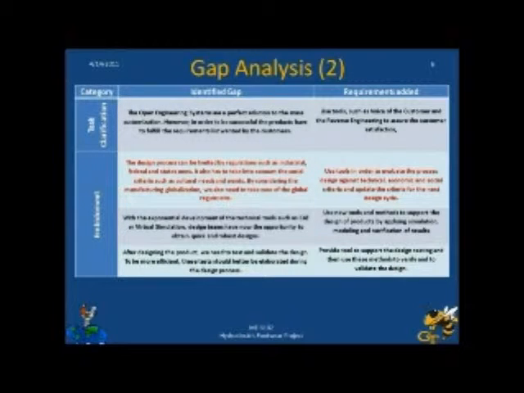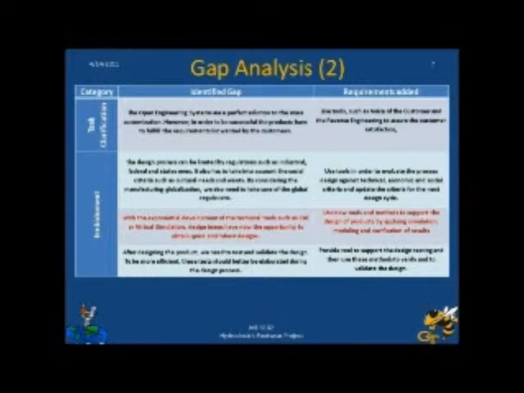The first one takes into consideration regulations such as industrial, federal, and state ones, but also social criteria. By considering manufacturing globalization, we also need to take care of global regulation. The solution is to use tools in order to evaluate the process design against the technical, economic, and social criteria and adapt the criteria to the next design cycle.